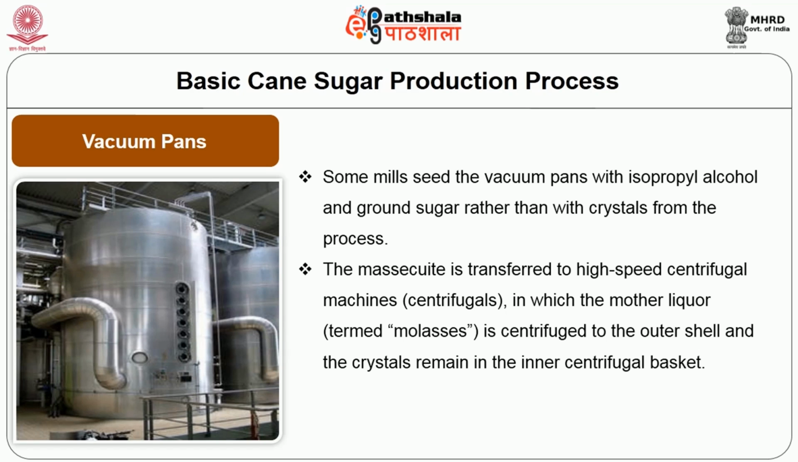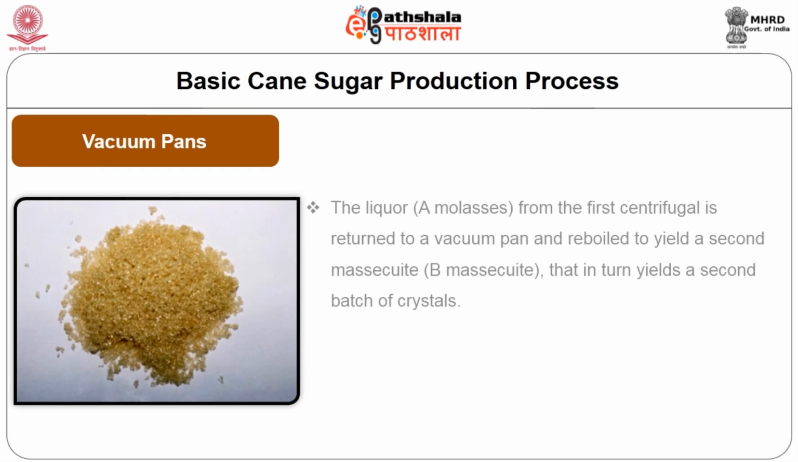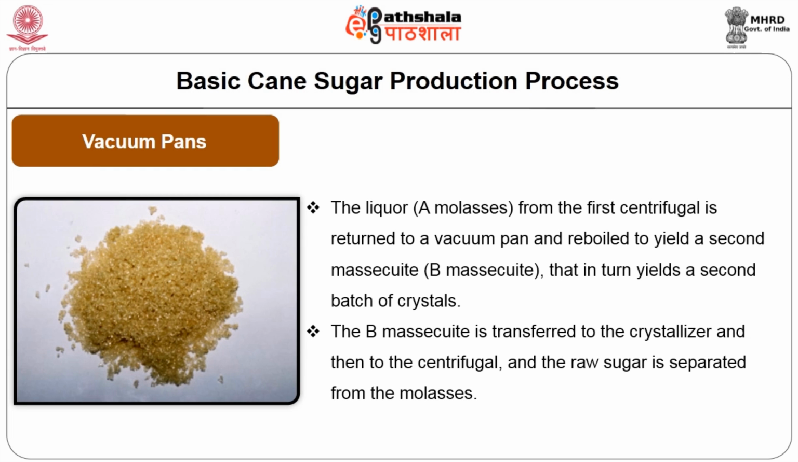liquor, which is termed molasses, is centrifuged to the outer shell and the crystals remain in the inner centrifugal basket. The crystals are washed with water and the wash water is centrifuged from the crystals. The liquor, which is molasses, from the first centrifugal is returned to a vacuum pan and reboiled to yield a second muscovado. This is called B muscovado, which in turn yields a second batch of crystals.